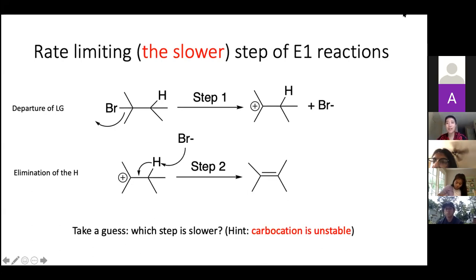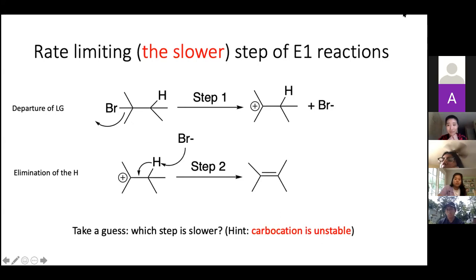So let's take a guess. Which step is the slower step? And I have a hint for you, which is that a carbocation is very unstable. And if it can refuse to exist, it will refuse to exist. So let's take a guess. Which step do you think is going to take a very long time?